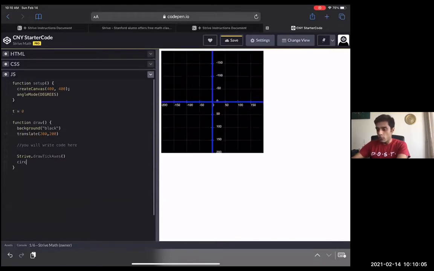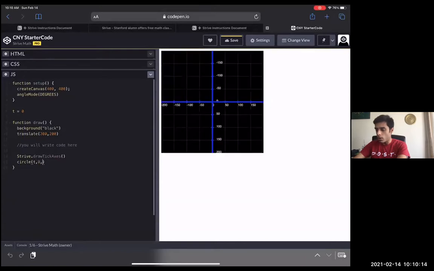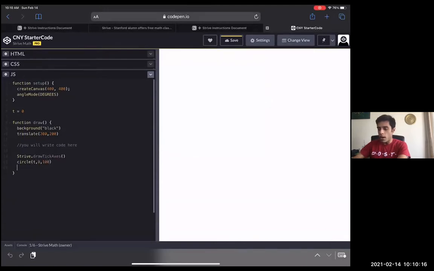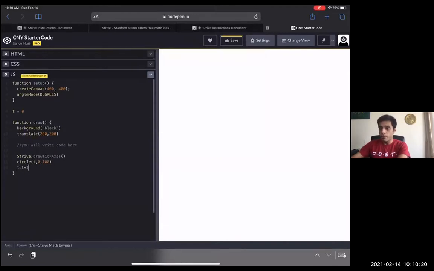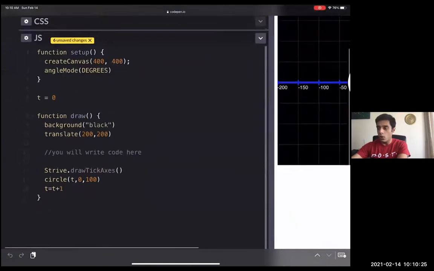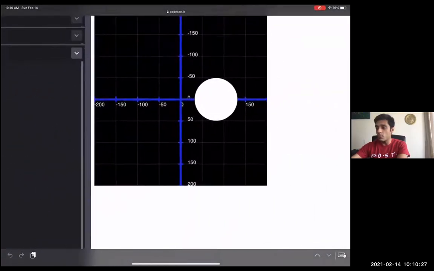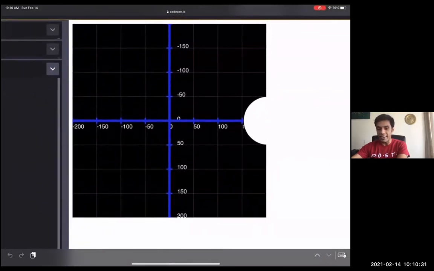Then I will write down circle t comma 0 comma 100. And then I will do t is equal to t plus 1. Are you seeing this? This is what I've written down. What you will see is my circle is moving. Look at that, I just animated it. How cool is that? I just animated my circle.